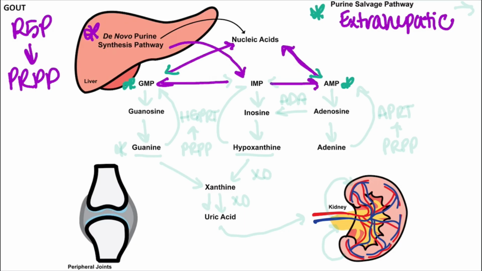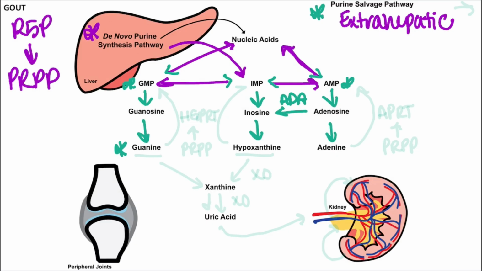And remember that GMP and AMP can be converted to inosine monophosphate, or IMP, as well. These then become their nucleosides as either guanosine, inosine, or adenosine. And remember, adenosine deaminase, or ADA, can convert adenosine to inosine as well. These nucleosides are then lastly broken down to their nitrogenous bases. So guanine, hypoxanthine, and adenine. So at this level of the nitrogenous base is really where the salvage pathway begins.